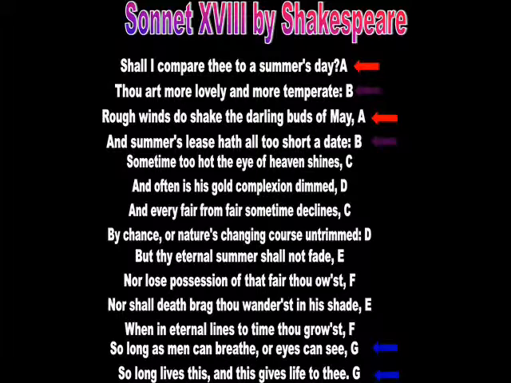The rhyming pattern for a Shakespearean sonnet is A-B, A-B, C-D, C-D, E-F, E-F, G-G. Here is an example of a Shakespearean sonnet.